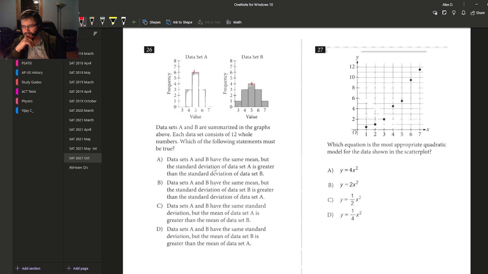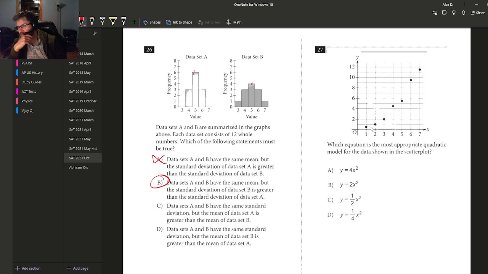Same mean, standard deviation of A is greater. No, standard deviation of B is greater. No, okay. Yeah. Standard deviation is variance. Quadratic, most appropriate. Okay.